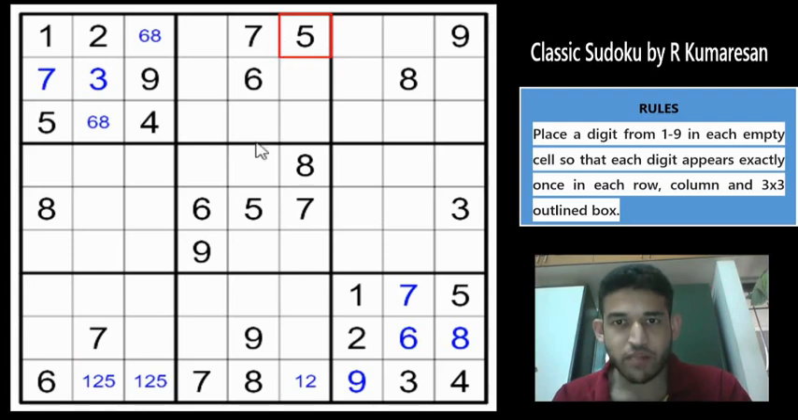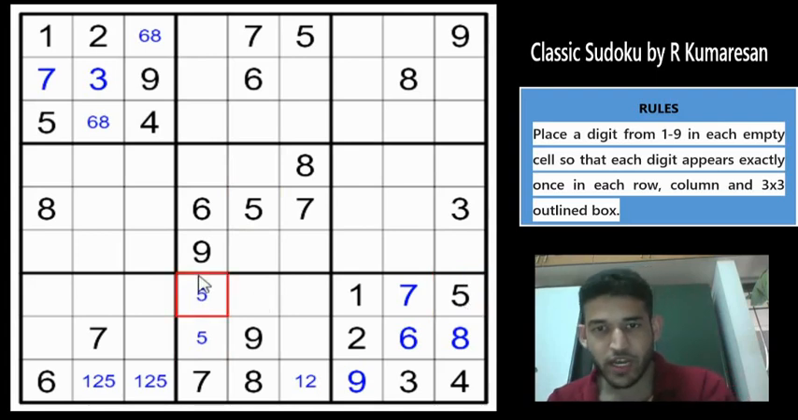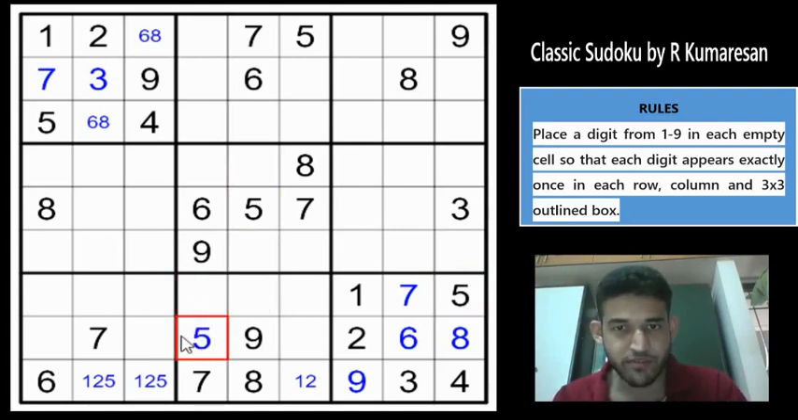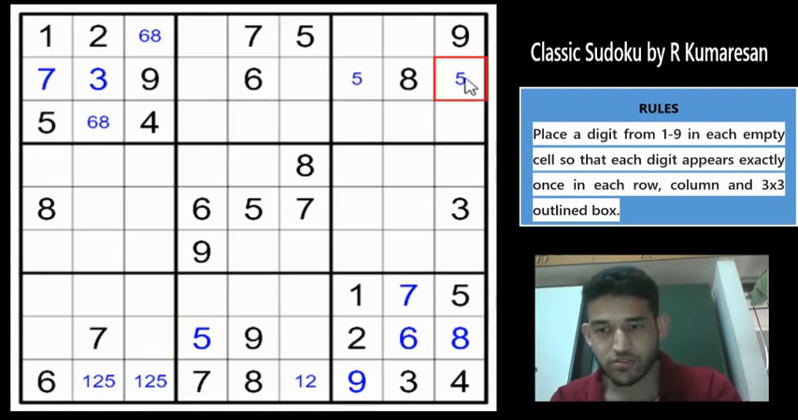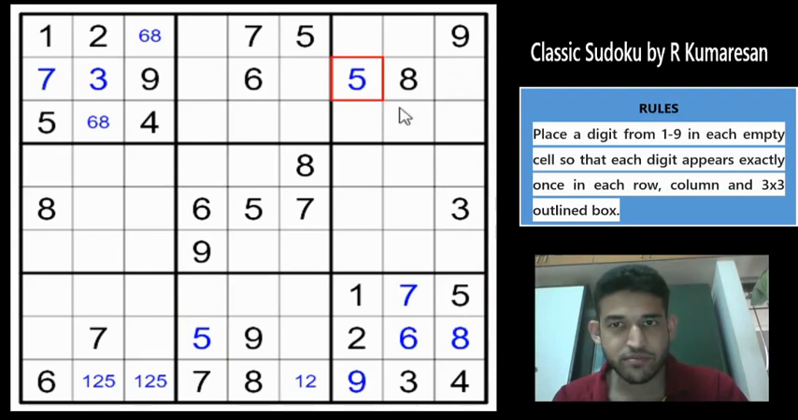There is a 5 in column 6 and column 5, which means 5 in box 8 must go into one of these two cells. But 5 is in row 7, so we can eliminate the 5 from here. So this must be a 5, which means 5 must be in one of these two cells. Okay. And there is a 5 in row 1 and row 3, which means 5 in box 3 must be in one of these two cells. But 5 is here, so this is not a 5 and this must be a 5. Great.